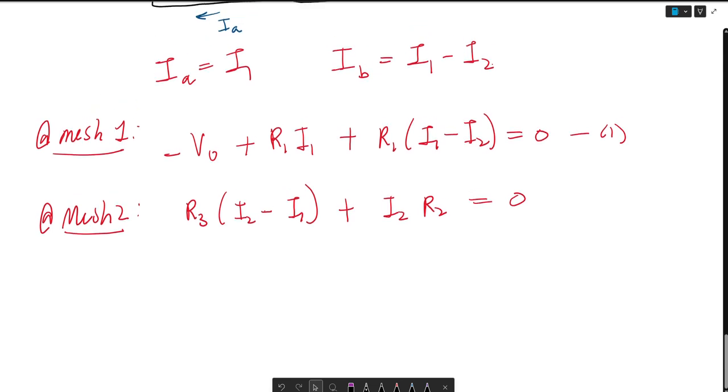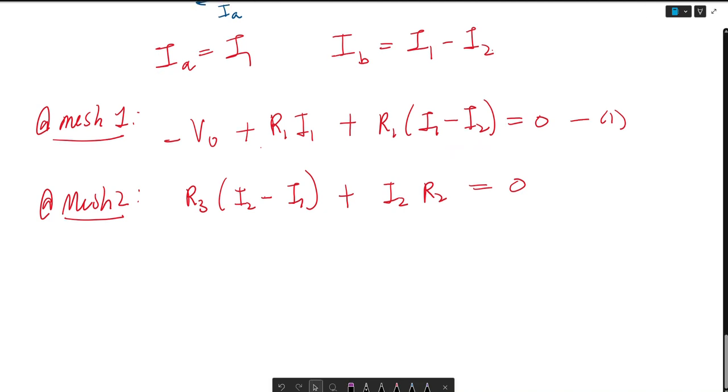Another rule of thumb is that depending on the mesh, if I'm in mesh 1, all my currents at mesh 1, so I1, should be positive. And if I'm in I2, all my currents at I2 should be positive. And anything that is opposing it should be negative. As you see here, this I1 is negative and I2 is negative here.